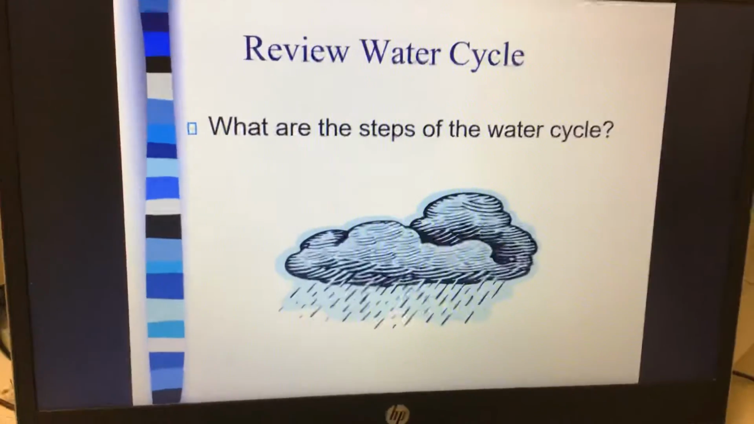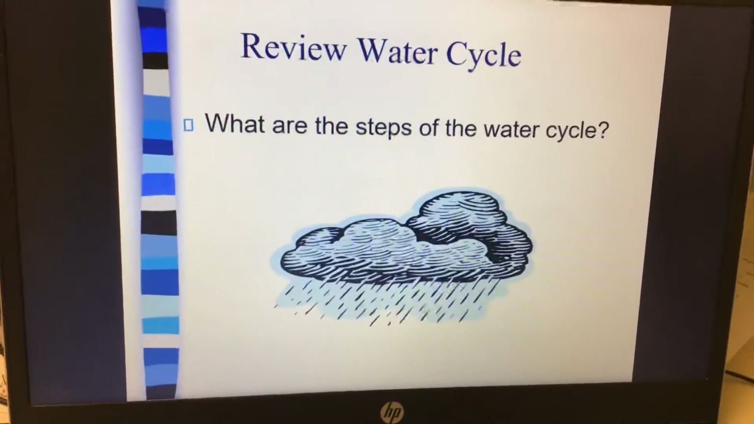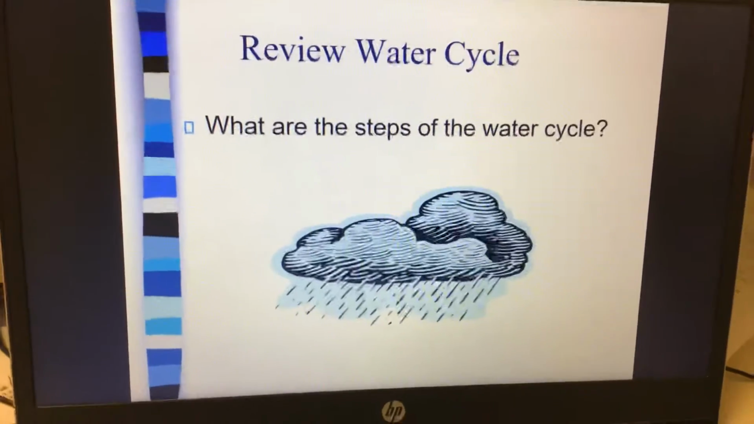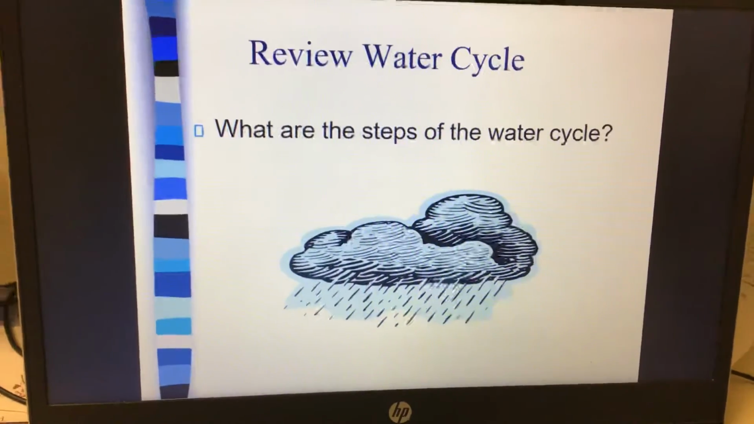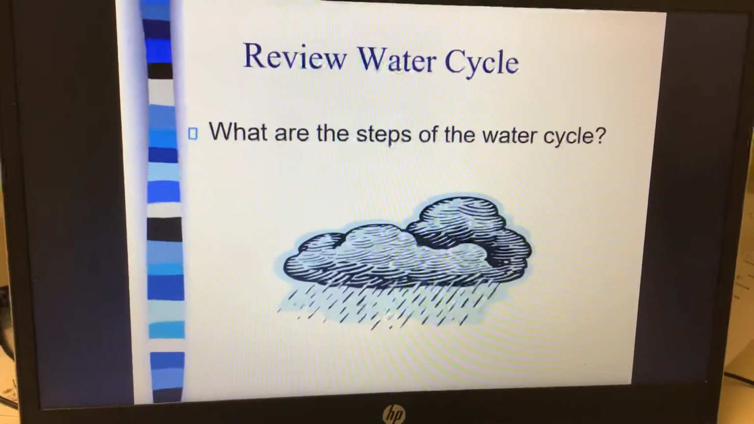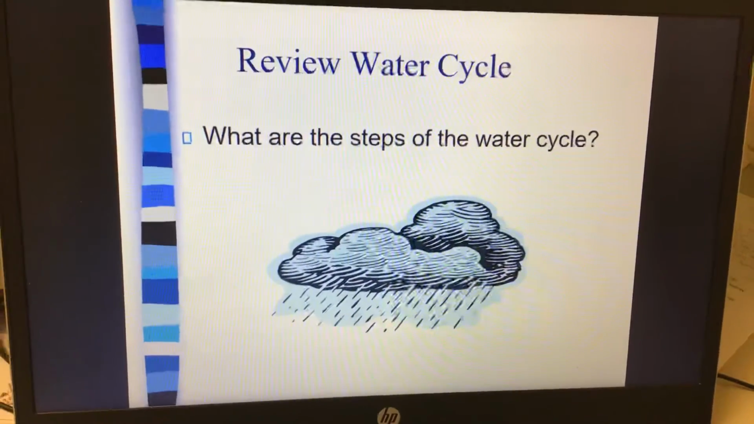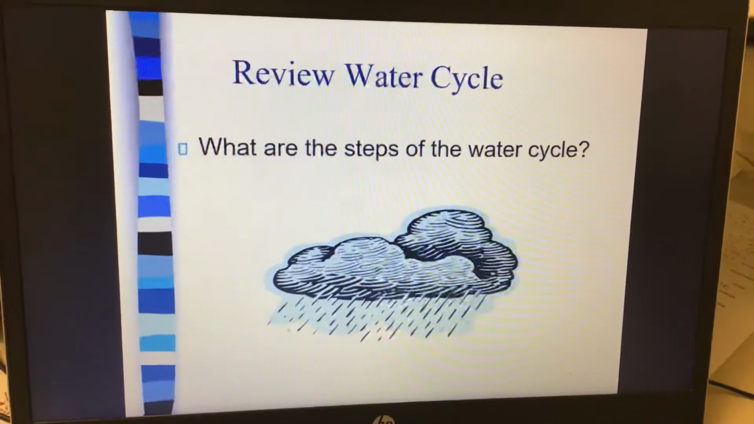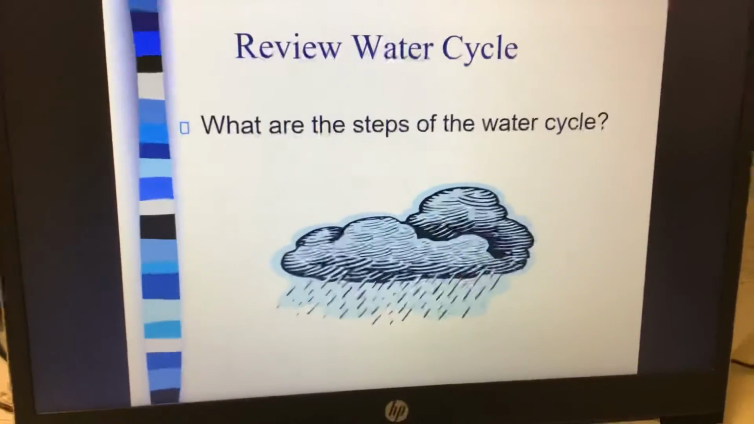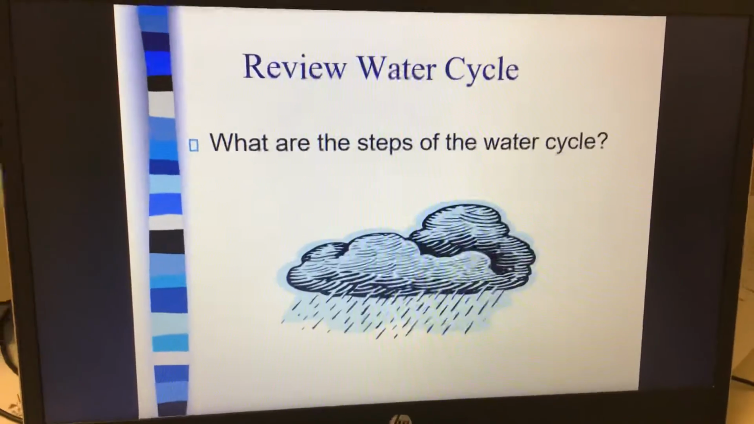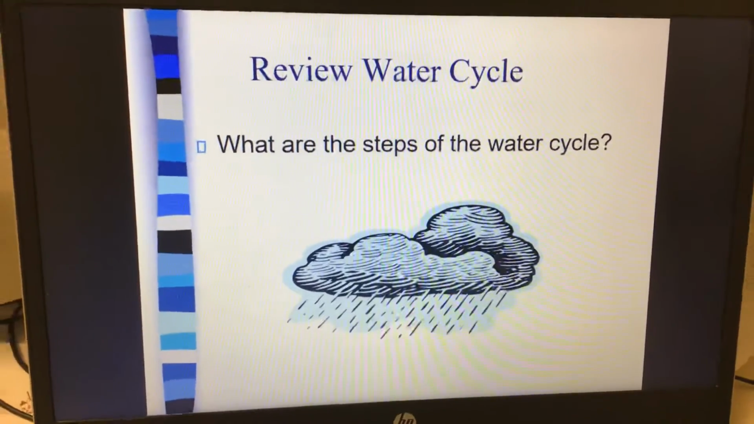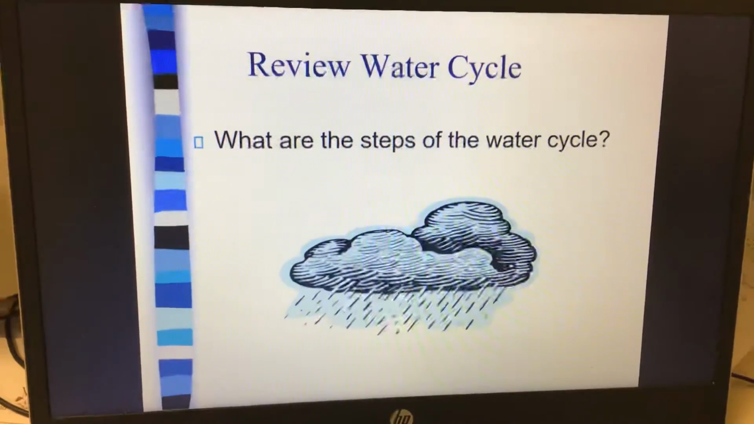So let's say I have a puddle of water. It's going to evaporate, it's going to change to a gas. It's going to go up in the atmosphere. It's going to cool, condense, and fall as rain. Maybe that rain soaks into the ground, into the groundwater. Maybe it goes into a creek, which goes into a river, which goes into the ocean.